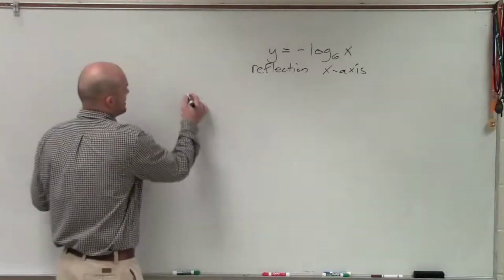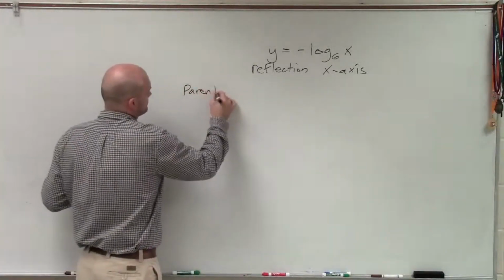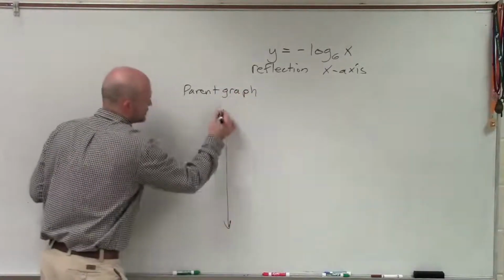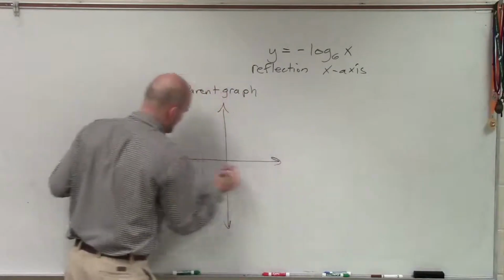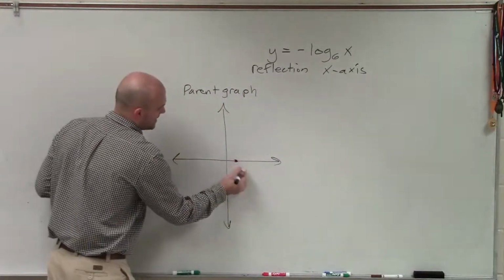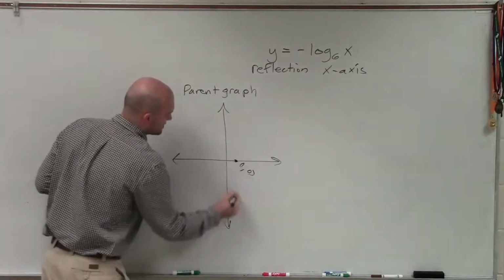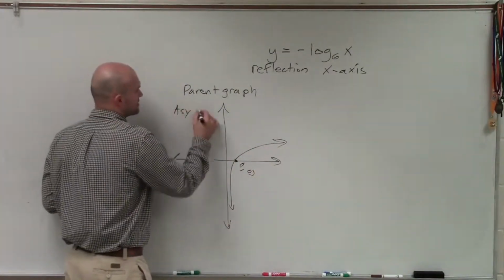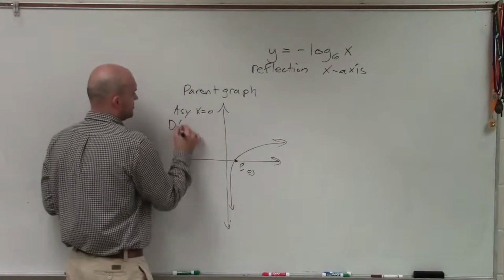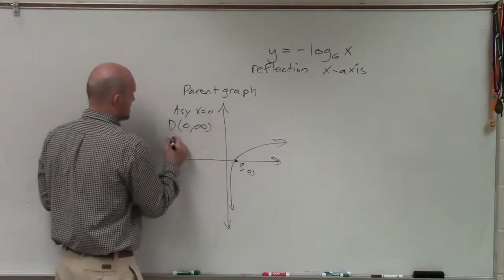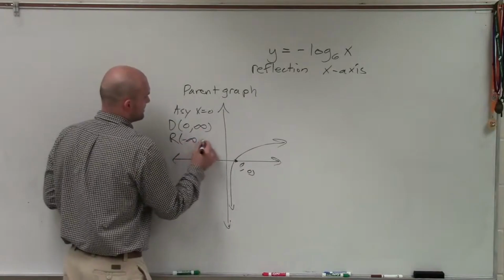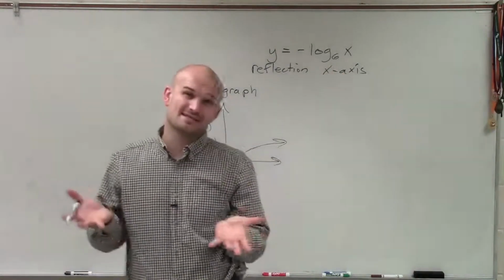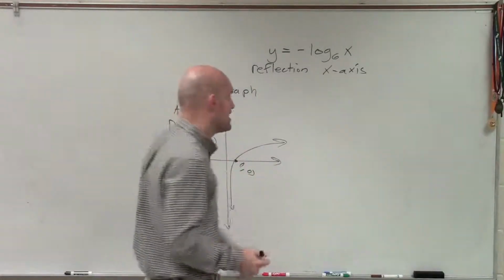So let's look at a general parent graph, and then we'll see what the graph is going to do. The general parent graph of a logarithmic equation with any base is going to have an x-intercept at 1, 0. It's going to look something like this, where my asymptote is at x equals 0. My domain is from 0 to infinity, and my range is from negative infinity to infinity. However, now you can see that I have a base 6. So I want to see how this base is going to affect my graph.